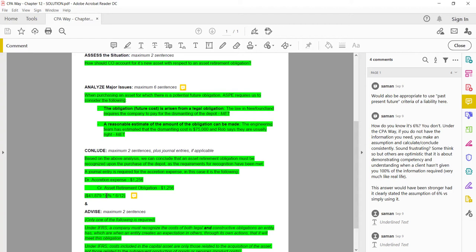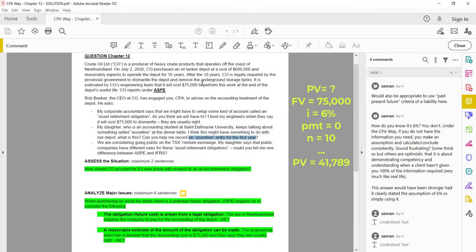So I'll wind it even further back. A number of candidates, or students, pardon me, asked me where we got this 41,879. I'll flash up on the screen that it is the present value of this 75,000. So in 10 years, it has been estimated by our company's engineering team that it will cost us $75,000 to remove these underground storage tanks and make this pretty again.